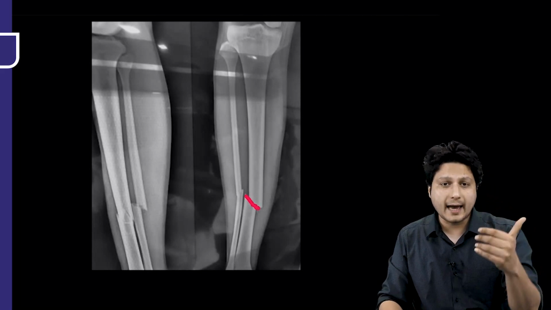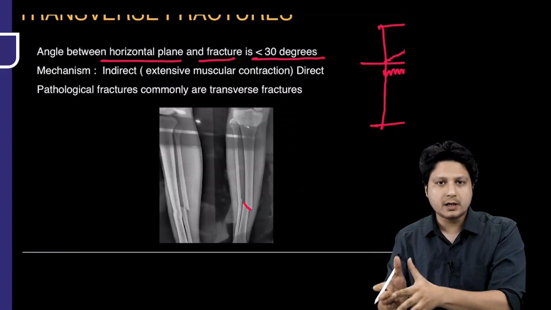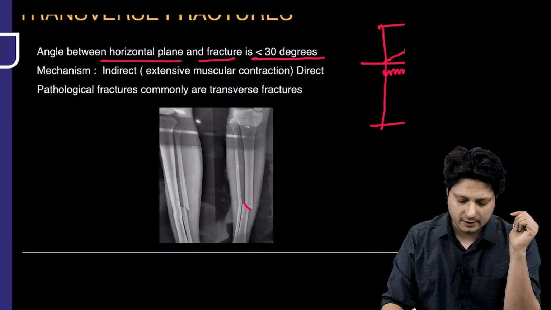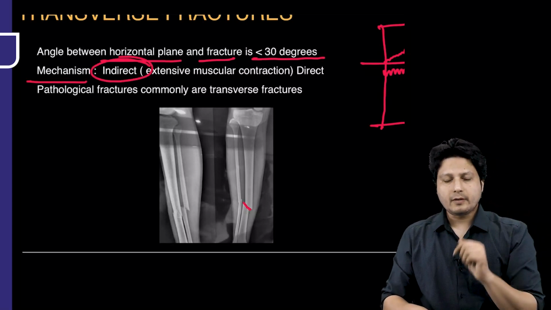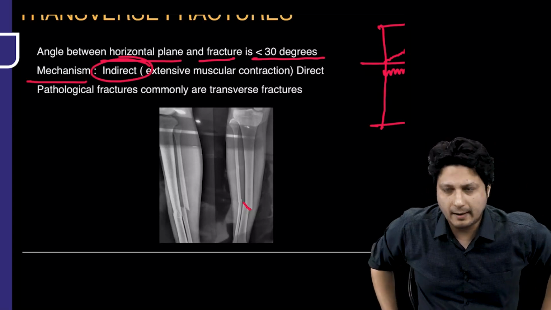Now comes the mechanism: what is the force responsible for causing these transverse fractures? The mechanism is indirect trauma. Now what do you mean by the term indirect trauma?